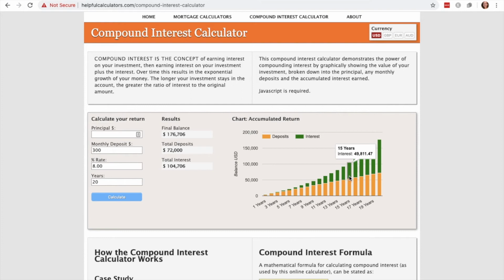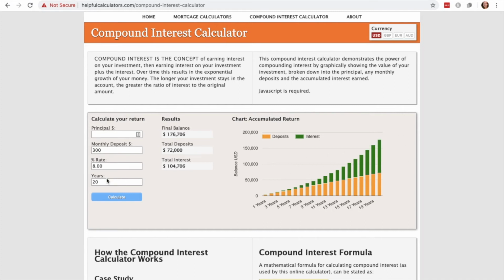Okay? Year 16, you've made $58,000 in interest and you've contributed $57,000. So at year 16, we finally start to make more in our interest than in our deposit. At year 16, the true effects of compound interest start to really show. And this is a perfect example of that snowball effect.